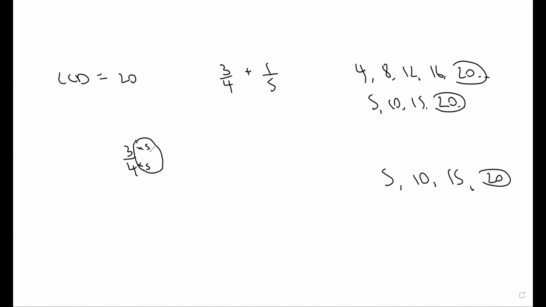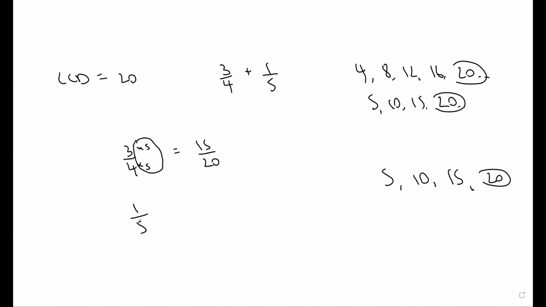Just like when we were reducing fractions to lowest terms, it always had to be the same on the top and the bottom. This is basically just bringing a fraction up to higher terms. It's kind of just the opposite of reducing to lowest terms. So it's 15 over 20.